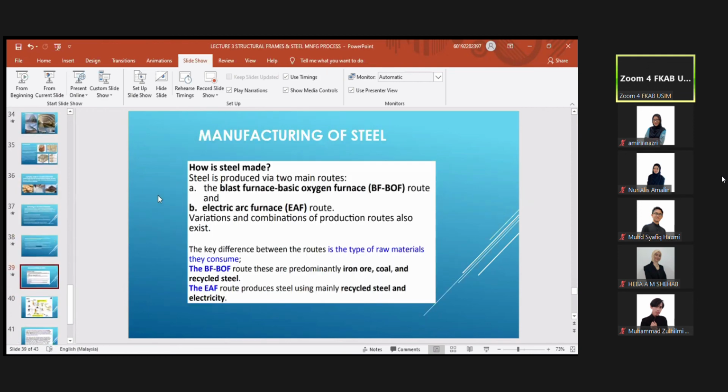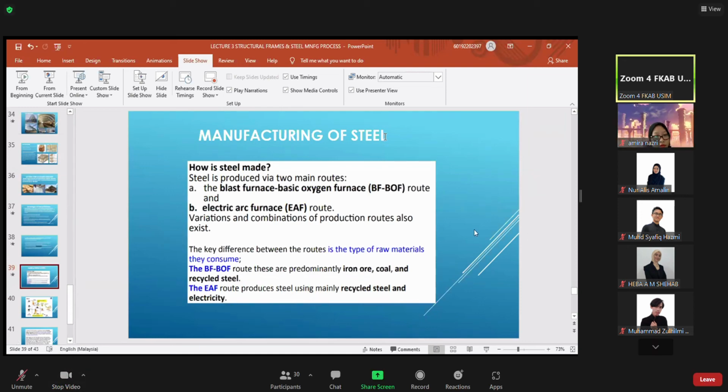Okay, the last stage of our lecture today is about the manufacturing of steel. I just added this subject because it is not very much, just to know only. It doesn't need a separate lecture. We just understand a bit of the concept of manufacturing of steel, and on the day I will try to show you a video on how steel is made.